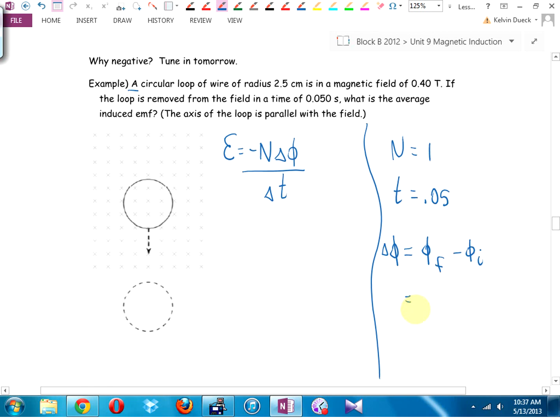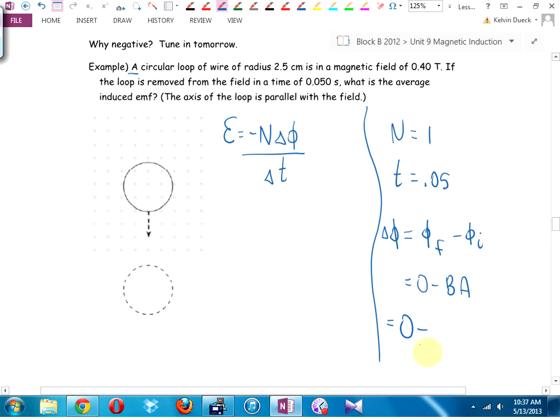What's my final flux? Why 0? You're right. How many magnetic field lines are passing through that coil once we're out of the magnetic field? None. Minus BA. Zero minus, what's the magnetic field? 0.4 Teslas. What's the area?